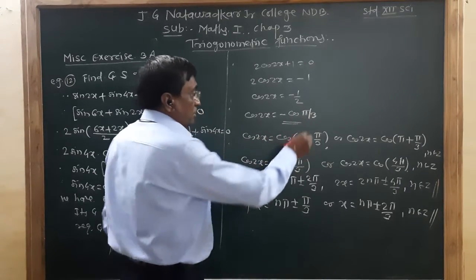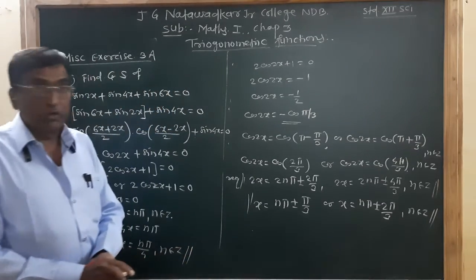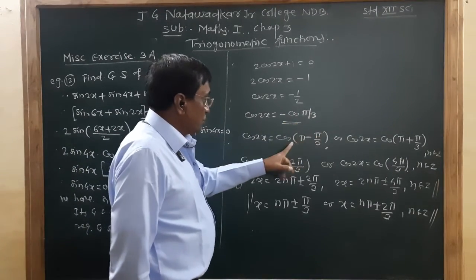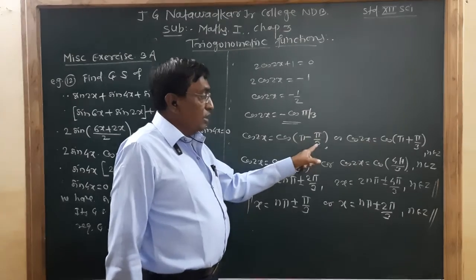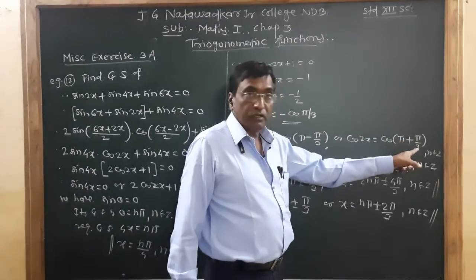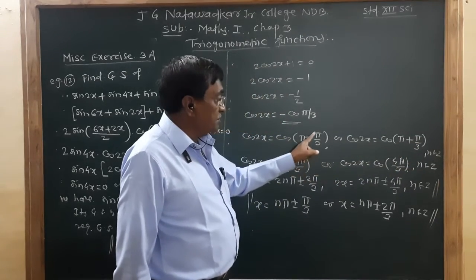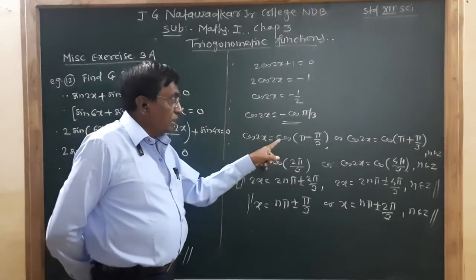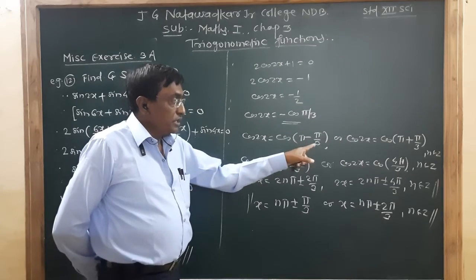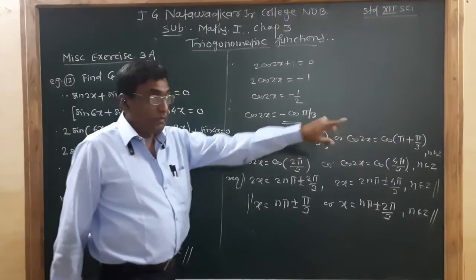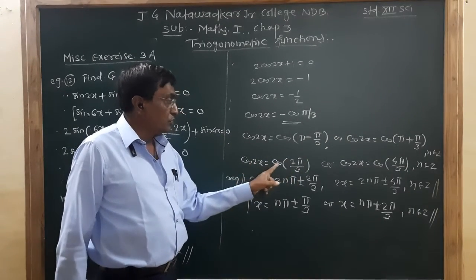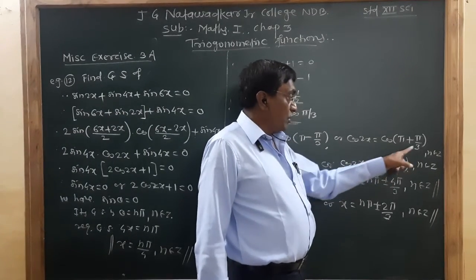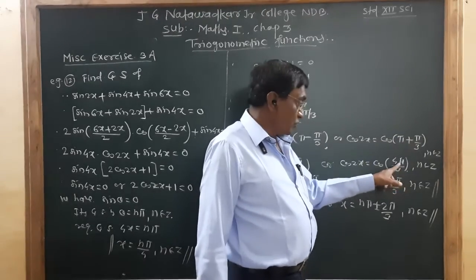By using the allied angle formula, the cos ratio is negative in the 2nd and 3rd quadrants. So I will write the value of −cos π/3 in two ways: cos(π − π/3) or cos(π + π/3). Therefore cos 2x = cos(π − π/3) or cos 2x = cos(π + π/3). Now simplify this: cos 2x = cos(2π/3) or cos 2x = cos(4π/3), n belongs to Z.